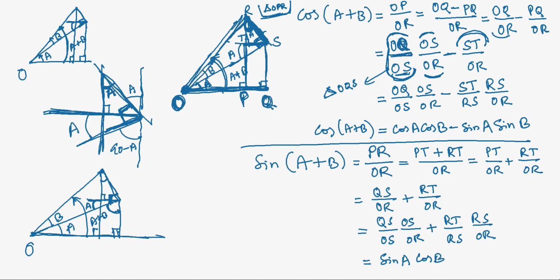This one. You see this big triangle? And plus RT by RS will be cos A, and RS divided by OR will be sin B. So we proved this also. So our sine of A plus B is actually this.